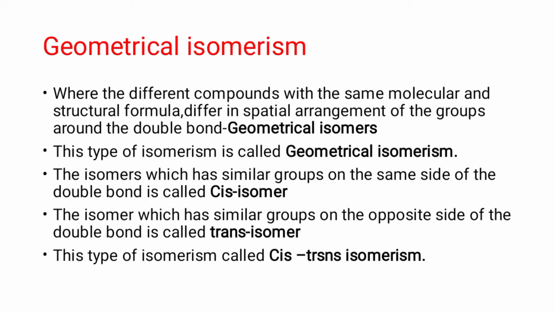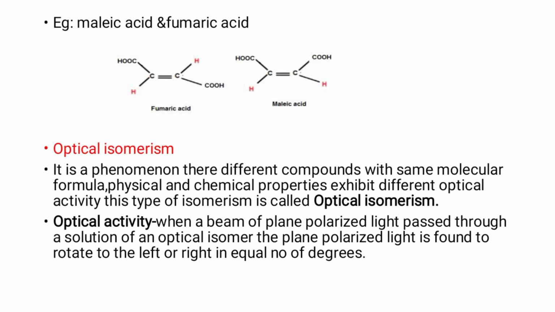First is geometrical isomerism, where different compounds with the same molecular and structural formula differ in spatial arrangement of the groups around the double bond. This phenomenon is considered as geometrical isomerism. The isomers which have similar groups on the same side of the double bond are called cis isomers. The isomers which have similar groups on the opposite side of the double bond are called trans isomers. So this type of isomerism is also called cis-trans isomerism. Example, maleic acid and fumaric acid.